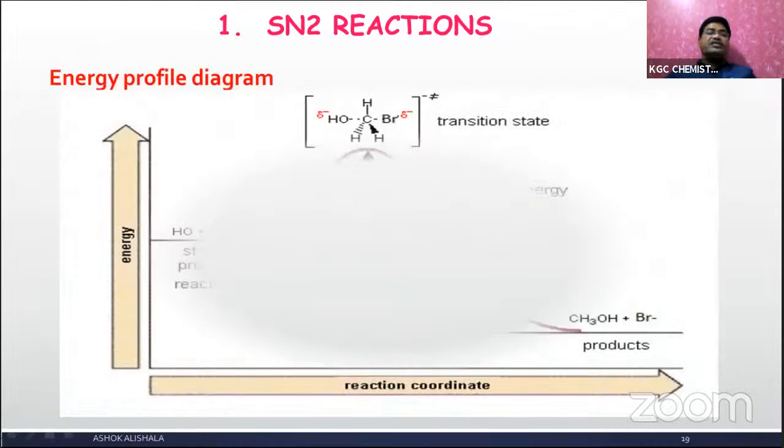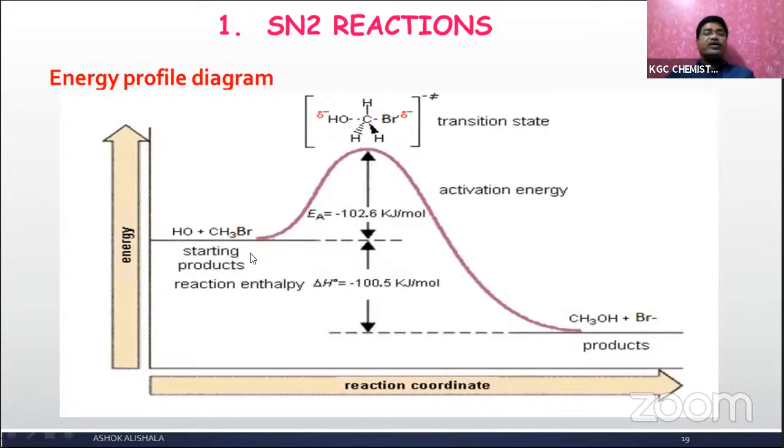And another thing, if you see the energy profile diagram, here these are the reactants, that is, before the reaction. When these two approach, you will get a transition state, and the energy increases. Then after this bond is broken and this bond is formed, the energy decreases and you get the products. The products are lower in energy and the reactants are higher in energy. That's why we say it is an exothermic reaction.